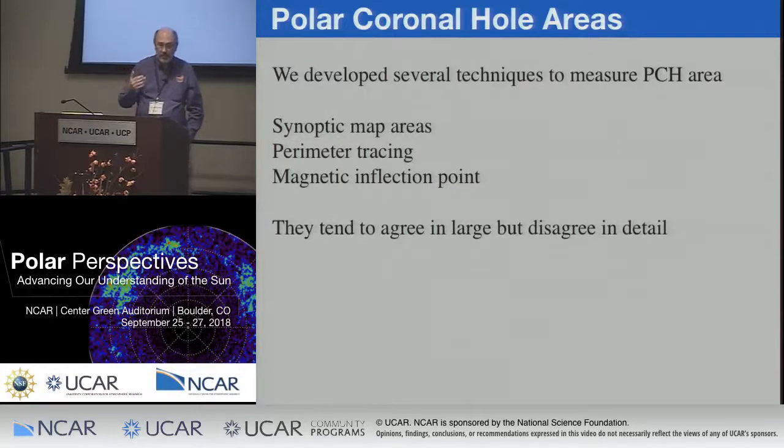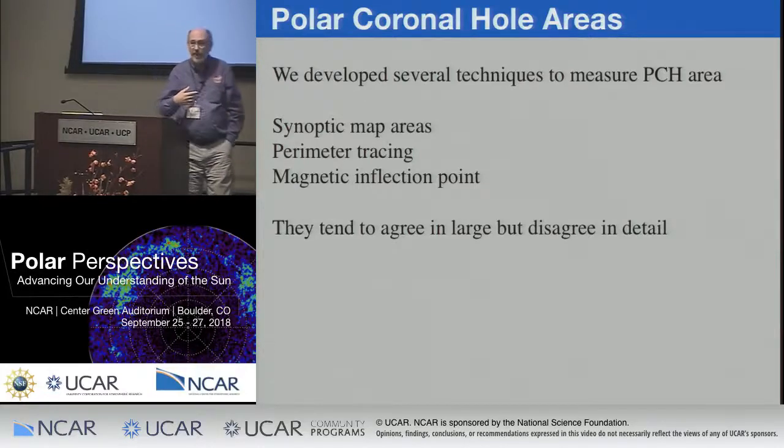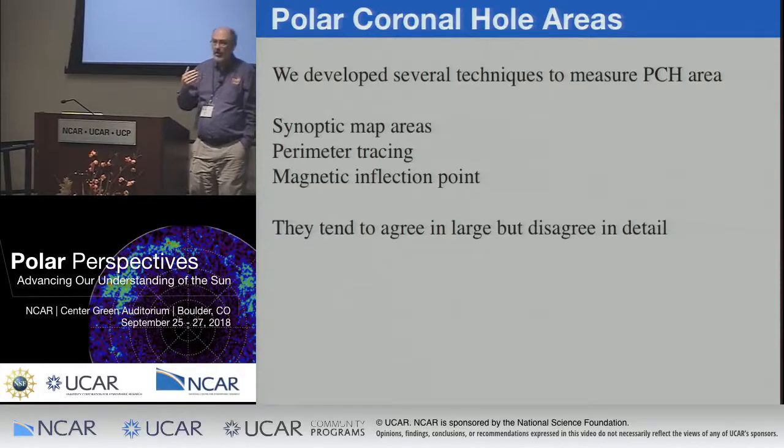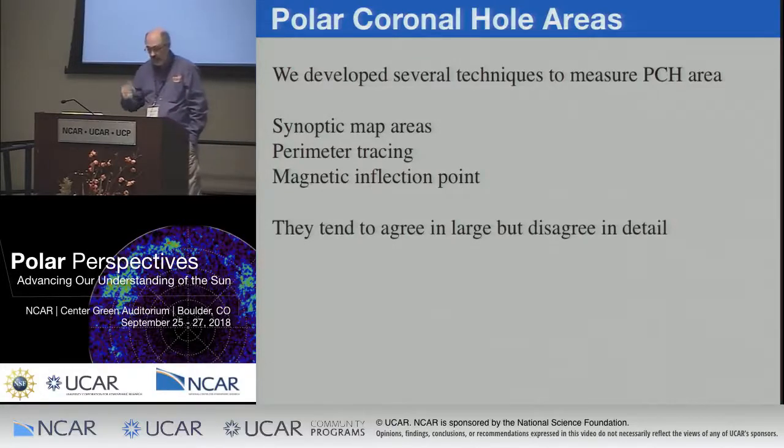So we came up with a couple of different ideas. You can count black pixels on synoptic maps. That was unsatisfactory. We'll talk about that in a minute. You can do what we call perimeter tracing, where you essentially do those 2 points at the North Pole, 2 points at the South Pole, and you can watch the sun rotate, because with the EUV images, you get the images continually. You don't have to worry about waiting for a relatively rare total solar eclipse.